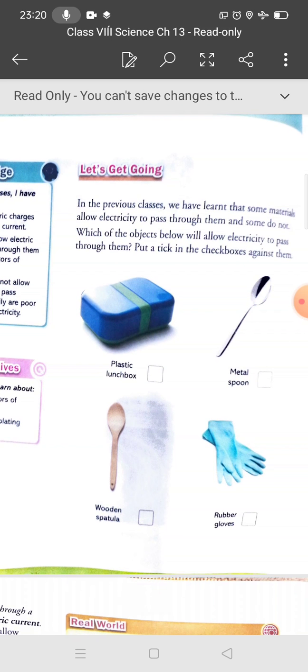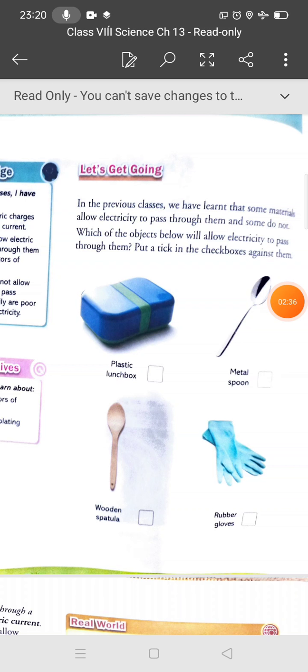So you have learnt that some materials allow electricity to pass through them and some do not. It means some are good conductors of electricity and some are poor conductors of electricity. Now there are some objects. You can see here the plastic lunch box, metal spoon, wooden spatula and the rubber gloves. So students, you tell me which of the objects below will allow electricity to pass through them. Put a tick in the check box against them.